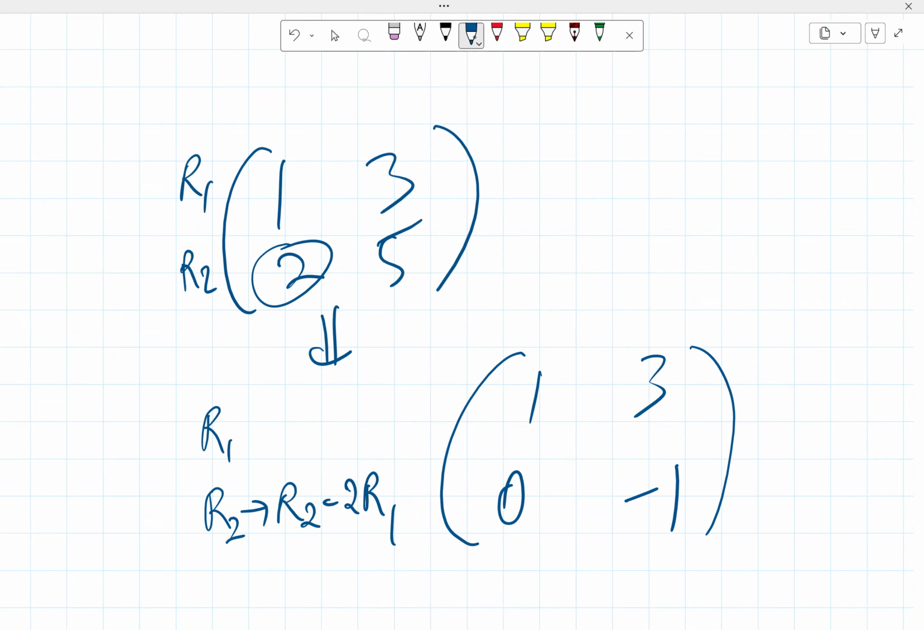That's minus 1. Okay. So at first sight, we can already see that this is not a multiple of that. So most likely it's going to have full rank. Well, this is echelon form. You can leave it in this form. But if you want to take it further, you can, but it doesn't change anything.